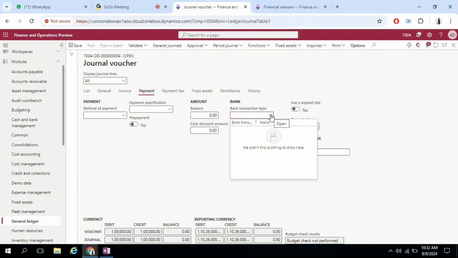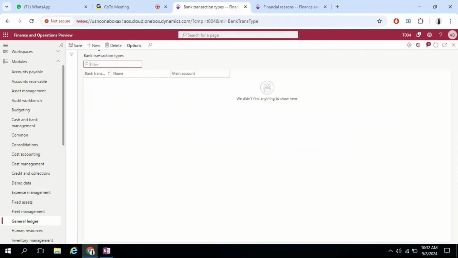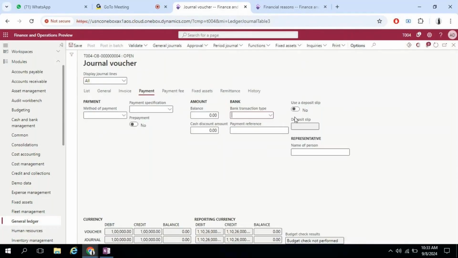So let's say for example I want to create this with a bank transaction type of NEFT. We are going to do a national transfer. So NEFT, and in which main account it is going. If it is required, I will enter it. If not, then it's fine. So I will just mention the bank transaction type over here.